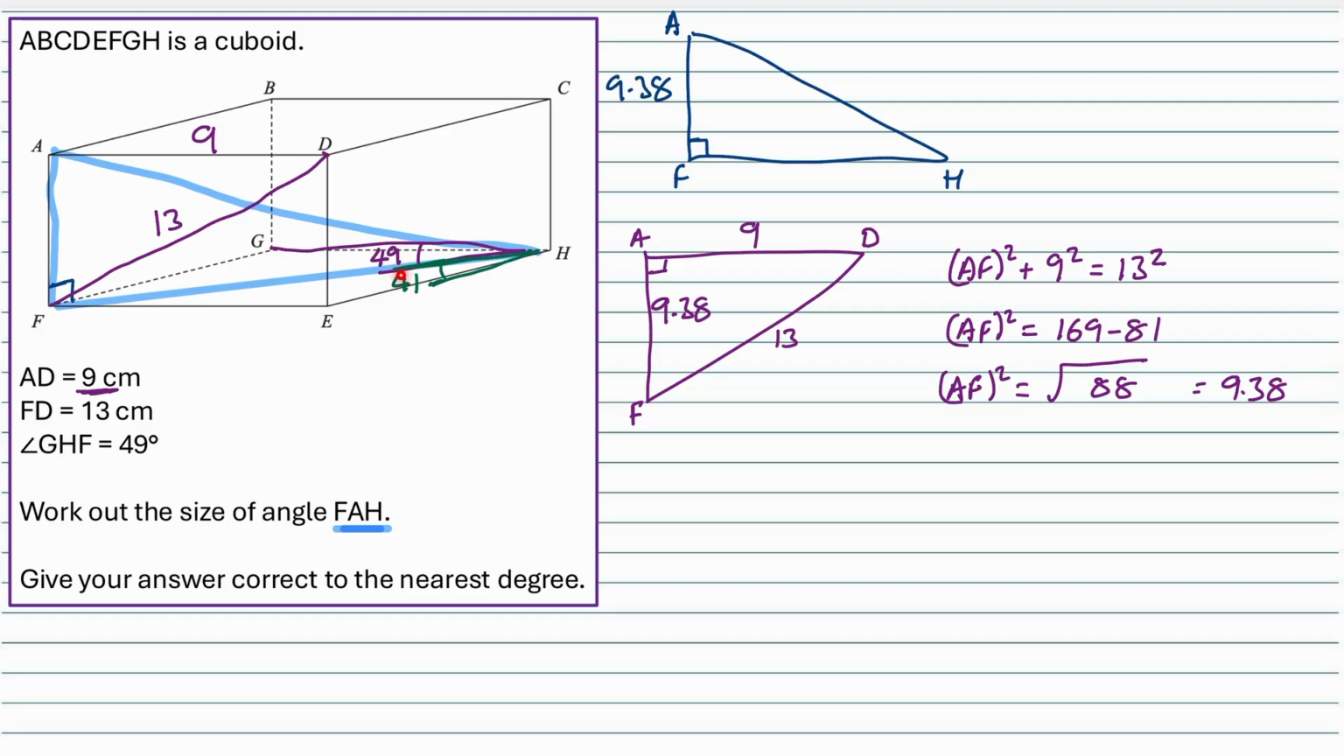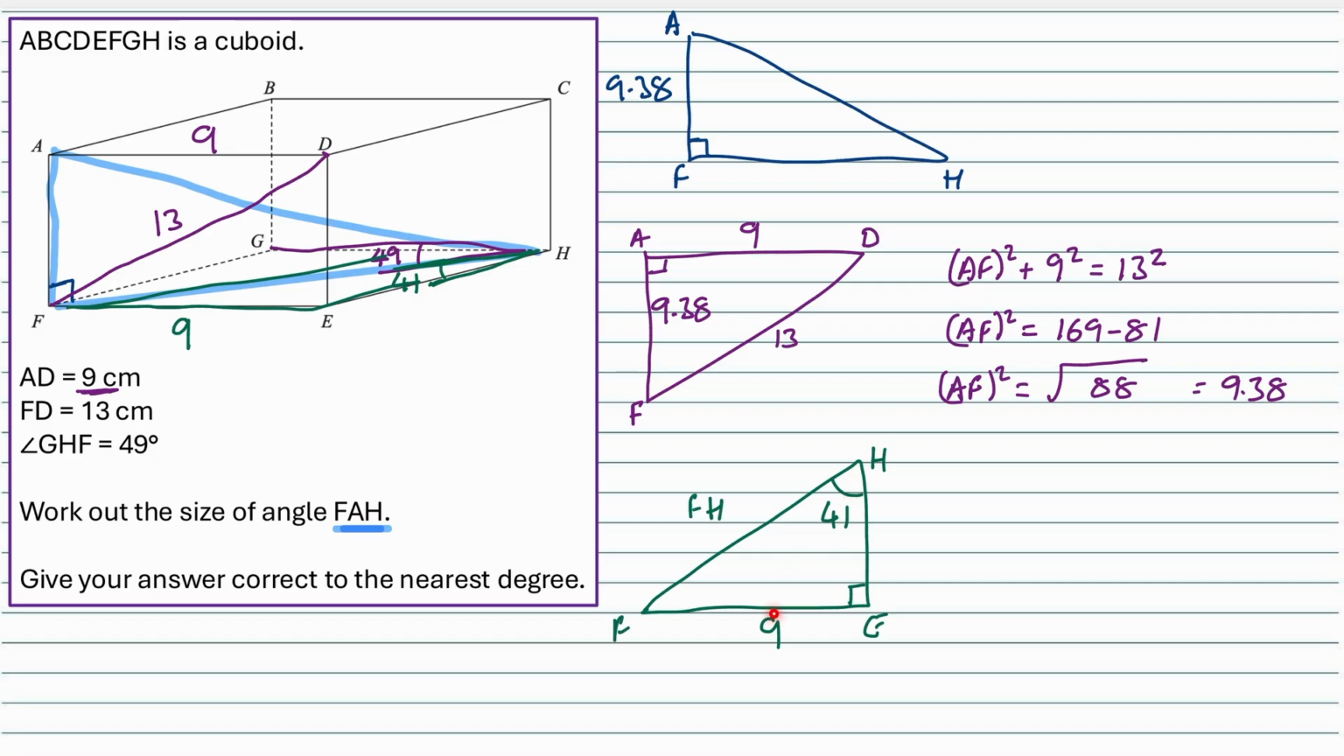Now I can use this 41 degrees with this length because we know F to E must be the same as A to D. So we can write this as 9 centimeters as well. So now we can use this right angle triangle, and this will allow us to work out F to H, which is this length here. So if I sketch this green triangle, the right angle is at E, angle H we know is 41 degrees, and the opposite side is 9. And we want to work out the hypotenuse. This is F to H.